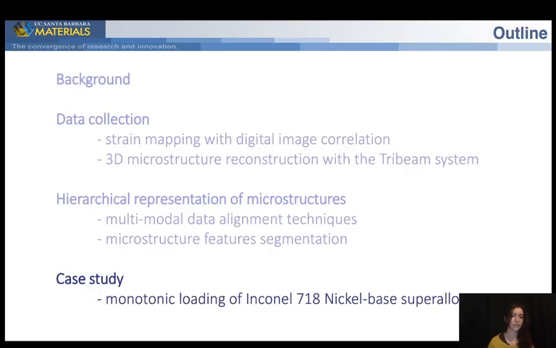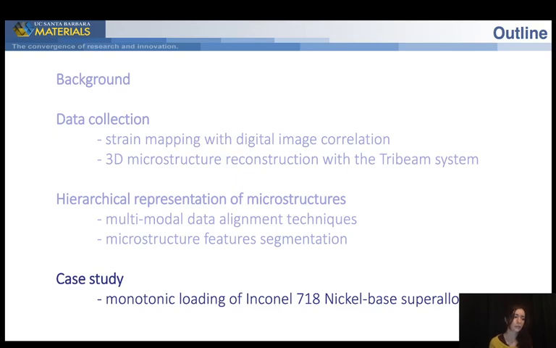So I'm guessing that's heavy enough for techniques, and let's talk about material science now. In the remainder of the talk, I want to show you how we can learn insightful information about strain localization behavior using the previously described multimodal data merging technique.